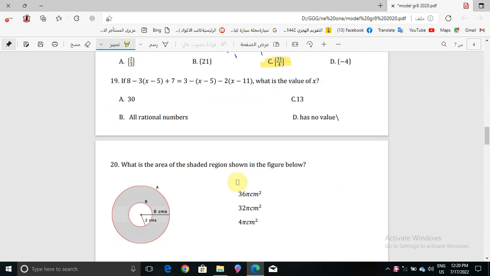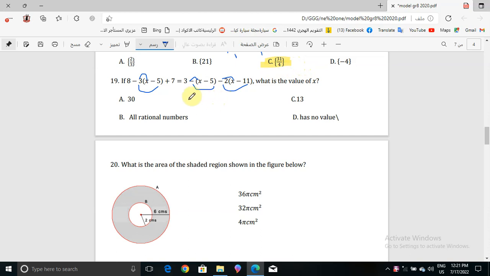Now question number 19. We have 8 minus 3 times x minus 5 plus 7 is equal to 3 minus x minus 5 minus 2 times x minus 11. What is the value of x for this number? Here, first of all, you will make negative 3 times x and negative 3 times negative 5. Here, negative times x and negative times negative 5, negative 2 times x and negative 2 times negative 11. Then you will get the answer for this question.